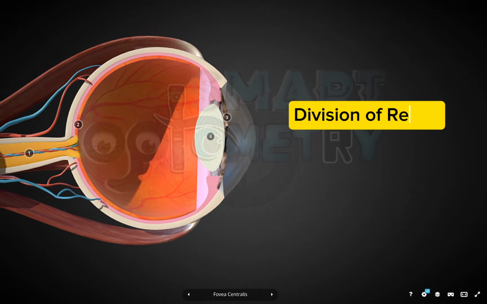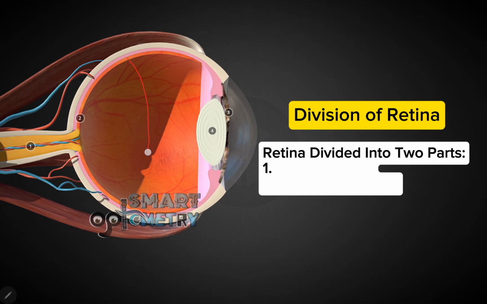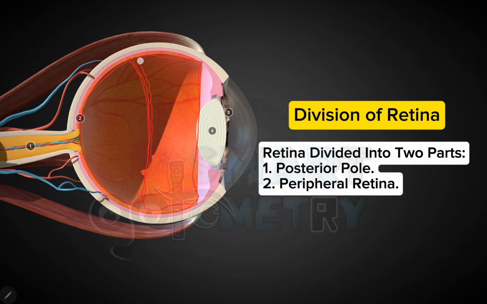Division of our retina. Our retina is divided into two distinct parts. One is the posterior pole and the other is the peripheral retina. So this portion is the posterior pole of the retina, and the area behind it is the peripheral retina, and the line that divides these two divisions is called the equator of the retina.